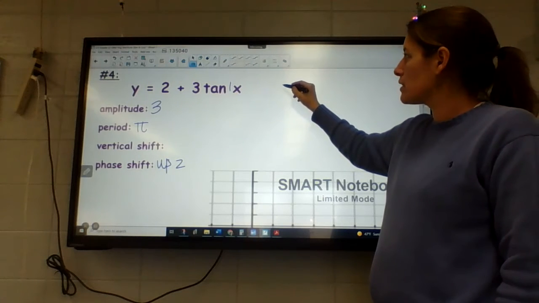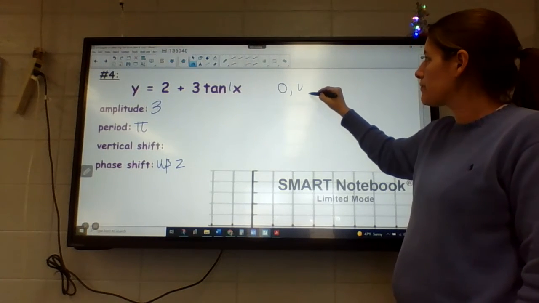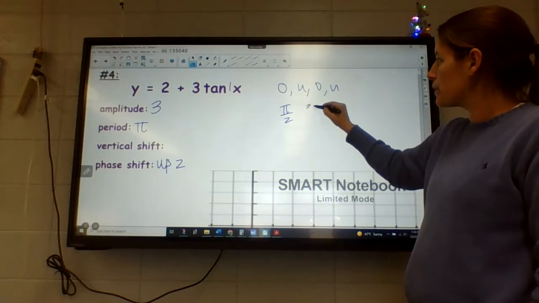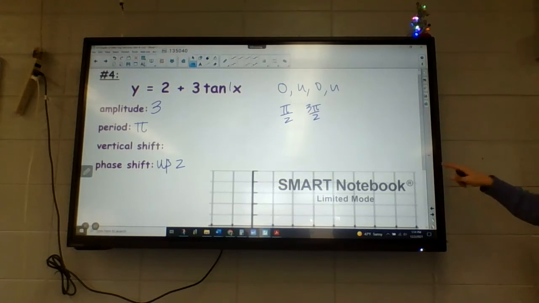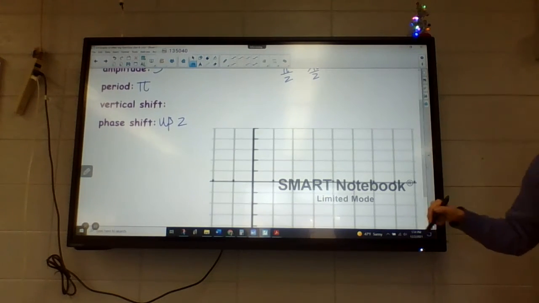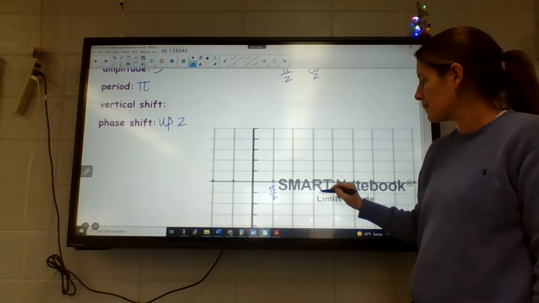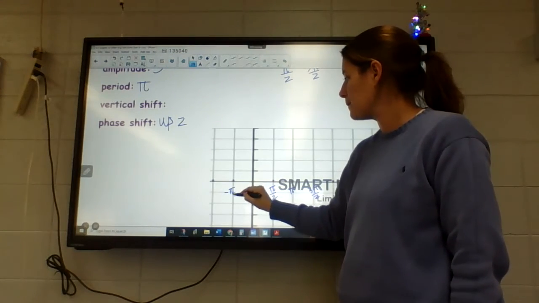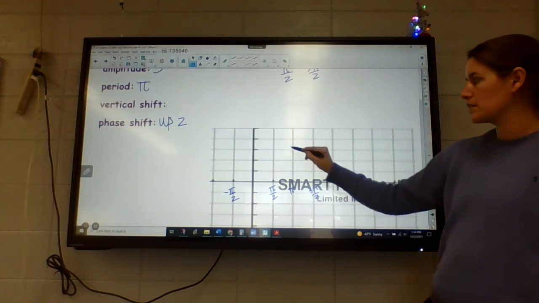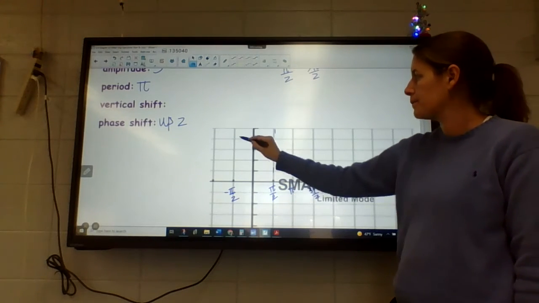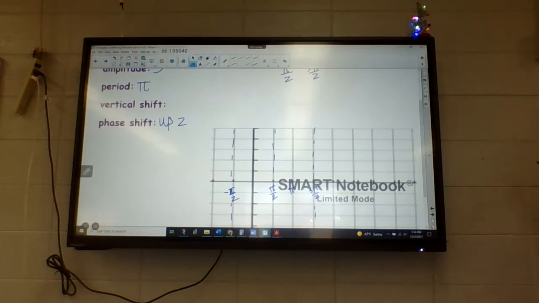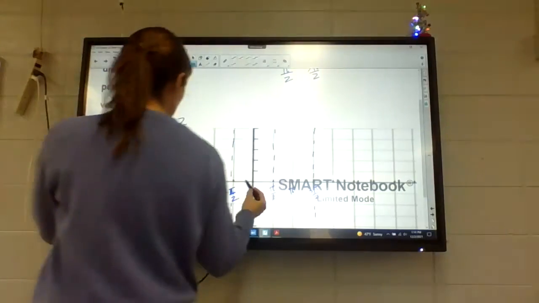And again, tangent starts at 0, goes undefined, 0, undefined. It has an asymptote at pi over 2, 3 pi over 2. All the halves have asymptotes. And again, this just takes some practice. So every other line should be an asymptote, because we know the period is pi, and it's going to go uphill. But what we really care about is where it crosses 0.